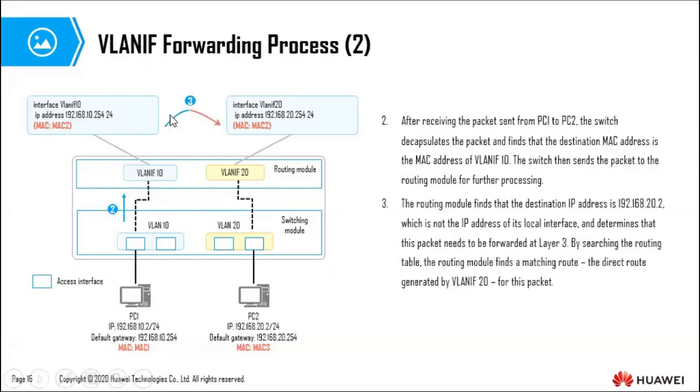Step number 3 here. The routing module finds that the destination IP address is 192.168.20.2, which is not the IP address of its local interface, and determines that this packet needs to be forwarded at layer 3 because they are not on the same network segment. By searching the routing table, the routing module finds a matching route, the direct route generated by VLANIF 20, for this packet. And therefore, it's going to send this packet to VLAN 20.